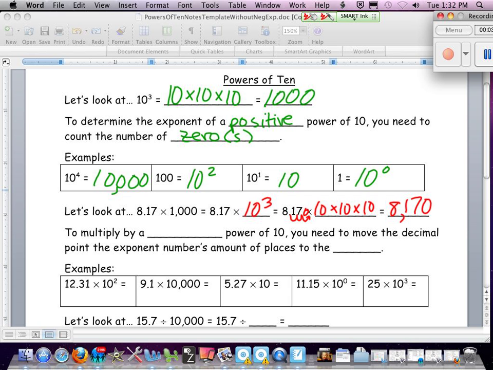So the shortcut trick when we're multiplying by a power of 10, or in this case, we'll call it a positive power of 10, not the decimal type of power of 10, you need to move the decimal point, the exponent number's amount of places to the, I always mess up left and right, so if I go the wrong way, I realize, wait, it's supposed to become a bigger number, and I move it the other way. But if you're good with remembering rules and that sort of thing, it moves to the right.